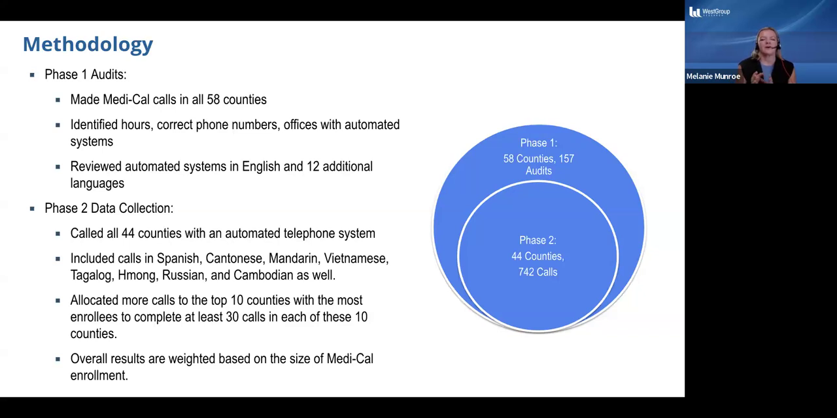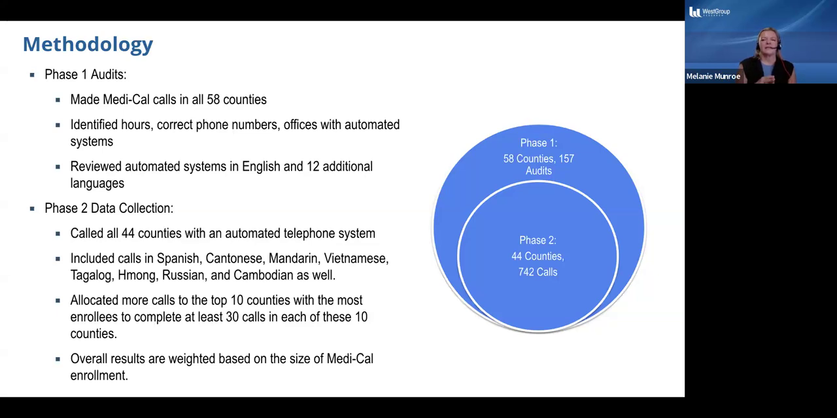As part of these audits, we put together a database that compiled what the phone number was for each county, if there was an automated system or not, if there was an option specifically for Medi-Cal renewal, what the hours were. In some cases, the hours that were posted online were something different than what was mentioned in the automated system. And then for phase 2 of the data collection phase, we determined through phase 1 and those audits that there were 44 counties with automated telephone systems.